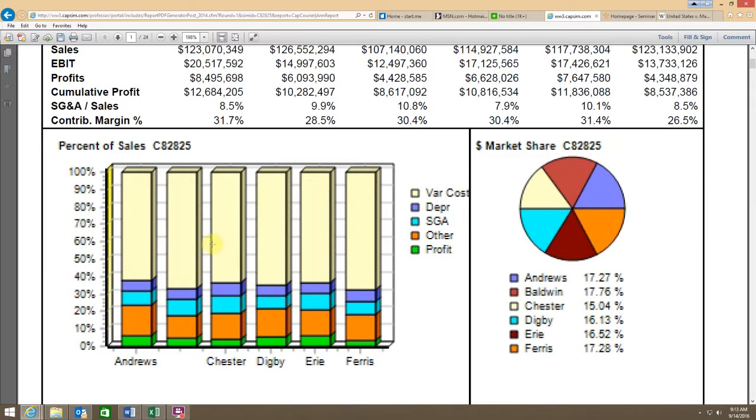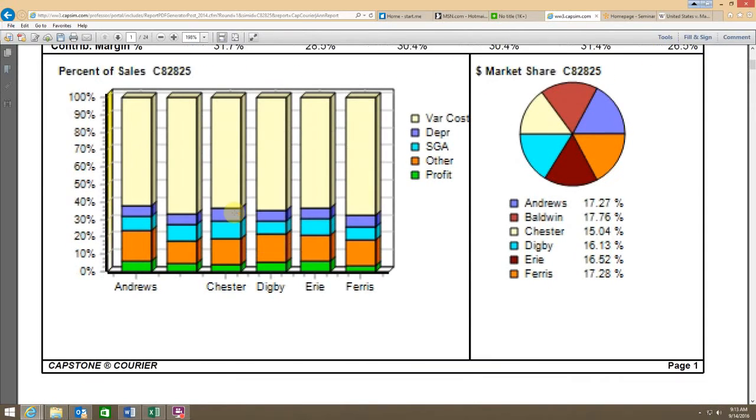I normally don't spend a lot of time looking at this. It kind of gives us market share. You'll see it's pretty well balanced. Market share can be a big deal, but not necessarily.